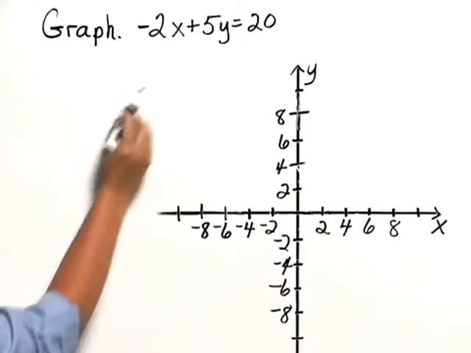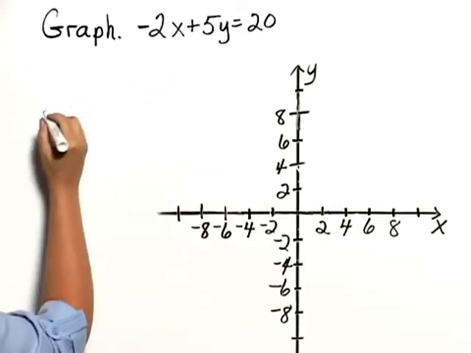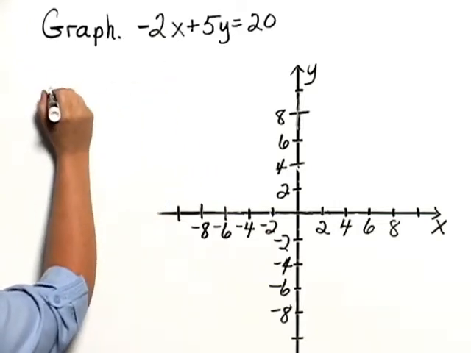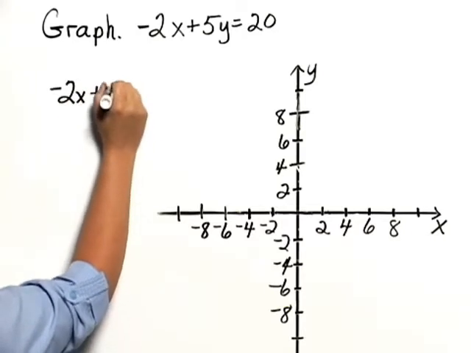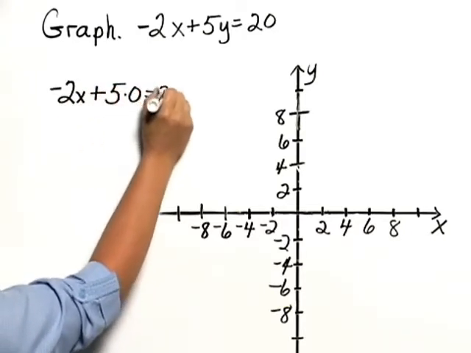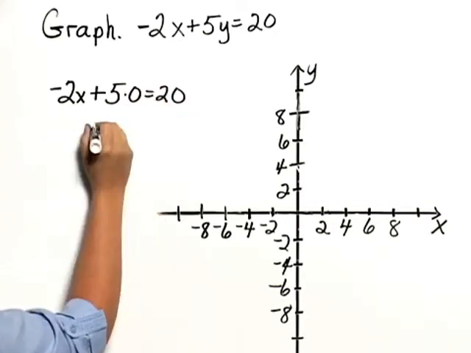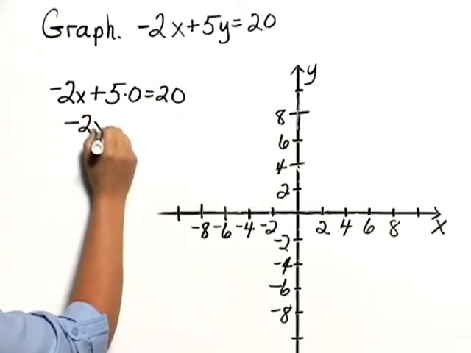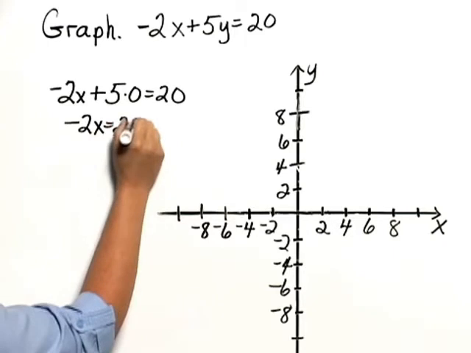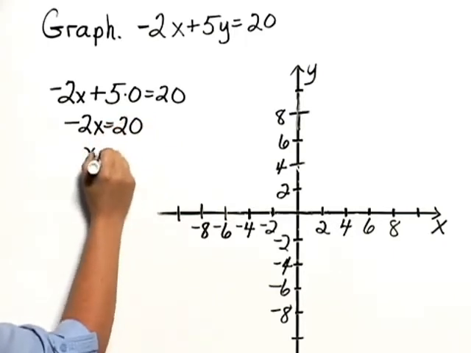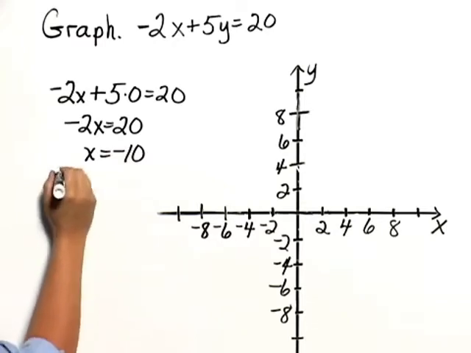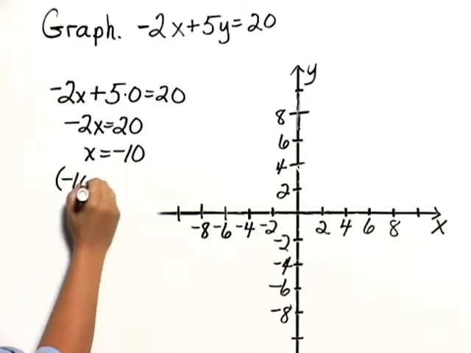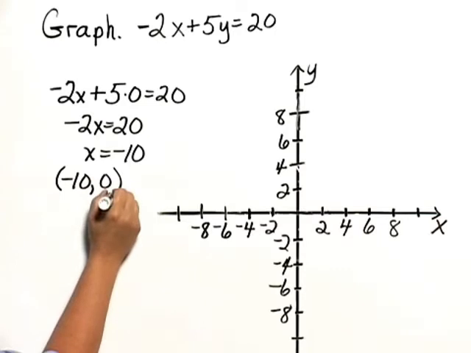When we find the x-intercept, we let y equal 0. So we have negative 2x plus 5 times 0 equals 20, or negative 2x equals 20, or x equals negative 10. This tells us that the x-intercept is the point negative 10, 0.